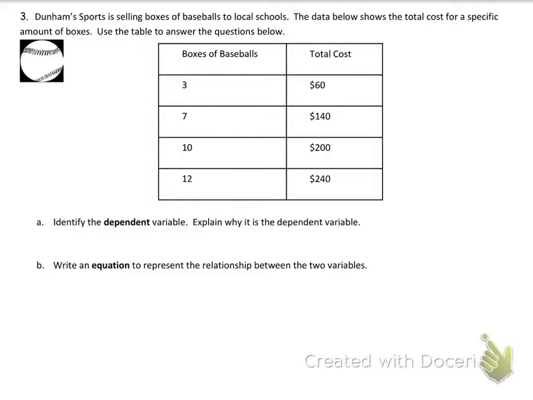Number 3, Dunham Sports is selling boxes of baseballs to local schools. The data below shows the total cost for a specific amount of boxes. Use the table to answer the questions below. So easy, man, easy. It's in table form. So I have to find the independent and the dependent variable. First column is independent. Second column is dependent. Automatic. So the dependent variable is the total cost.